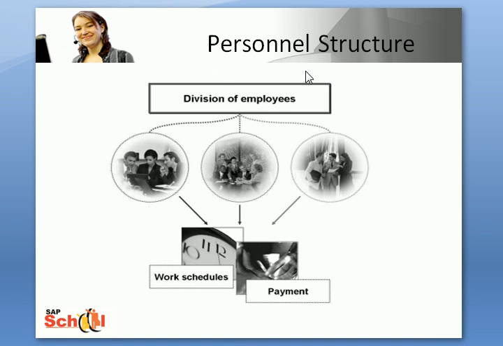For admin purposes, the employees in an enterprise are divided into two levels. The highest level is the employee group, and the second level is the employee subgroup. All control features of the personnel structure are defined at the employee subgroup level. So it allows you to define different payroll procedures for different employee subgroups. You can, for example, define different default values based on the employee subgroup and so on.